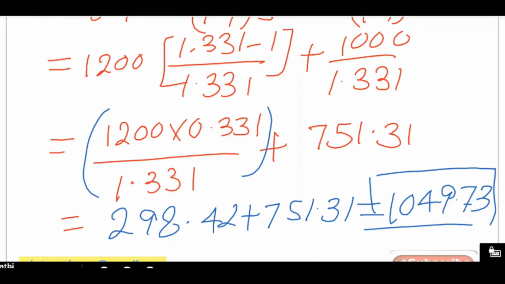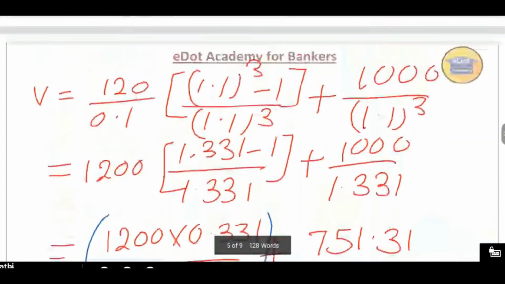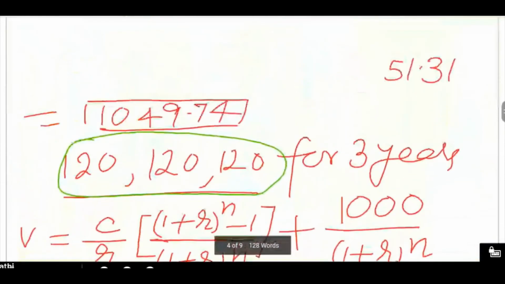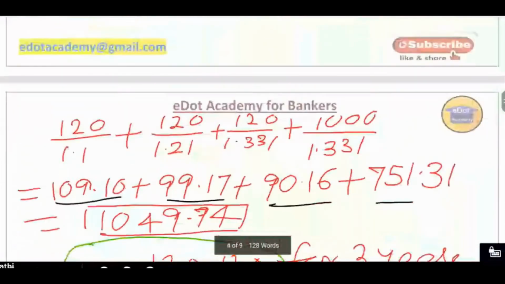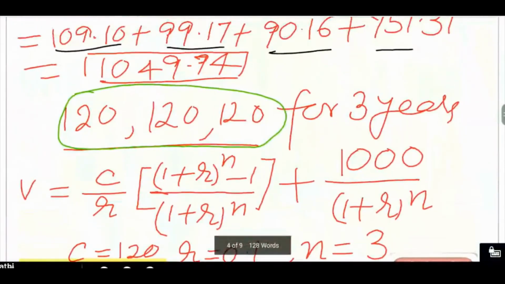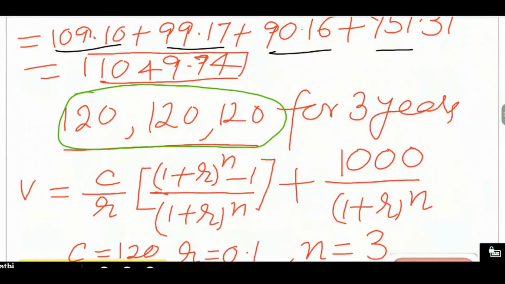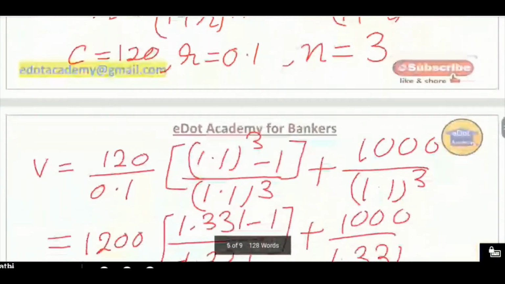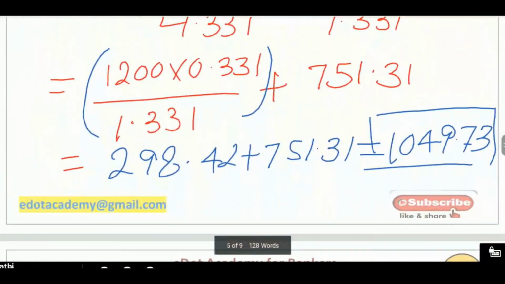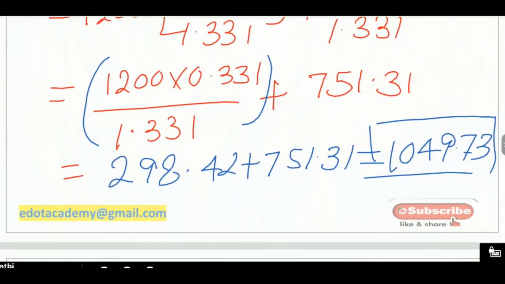Now see, we got the answer by the first method. In the first method we got the value as 1049.74. Here we are getting 1049.73. Okay, due to rounding this difference is there. So in this way we can calculate the value of the bond by two different methods.